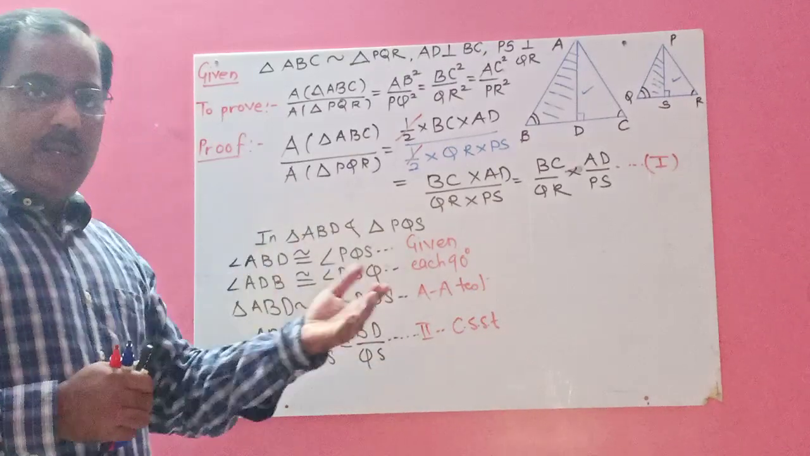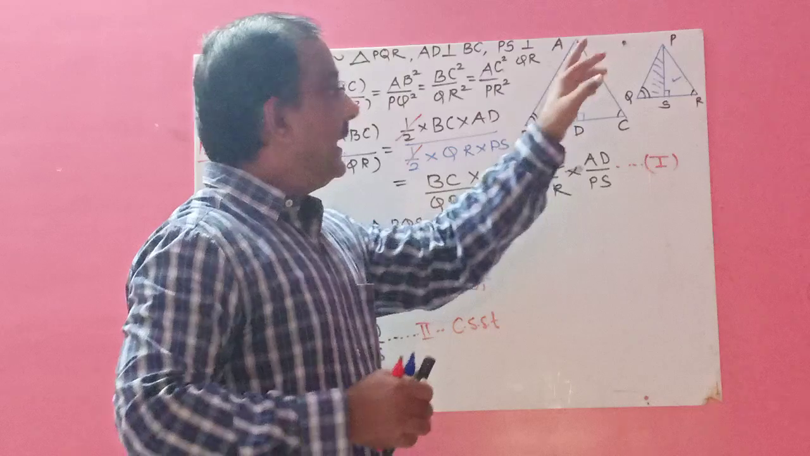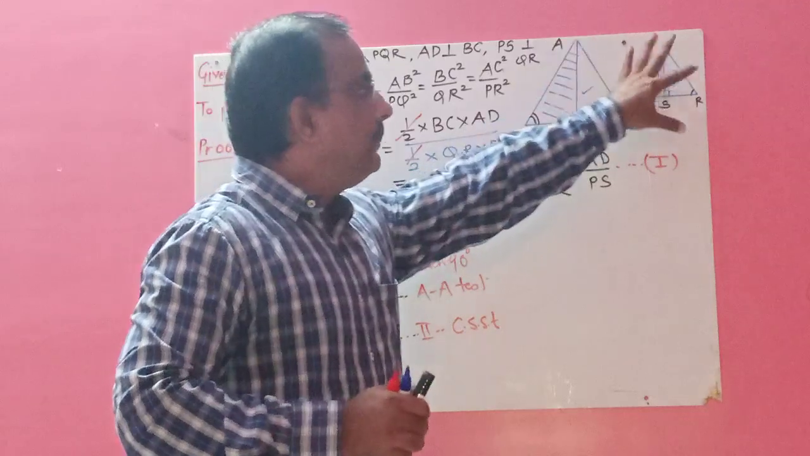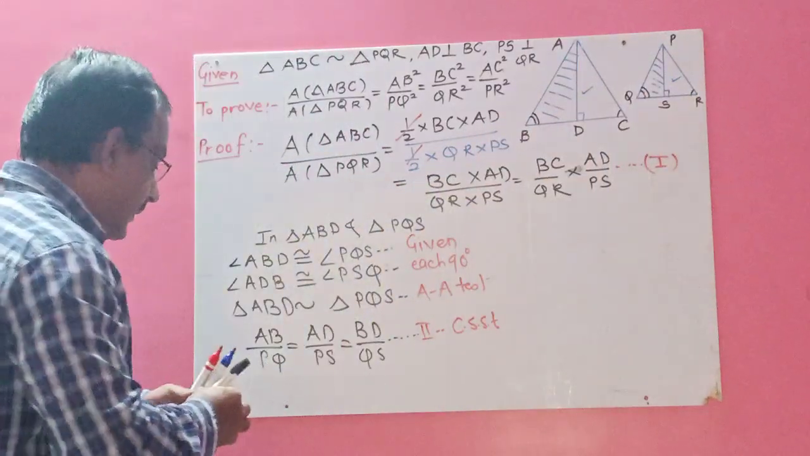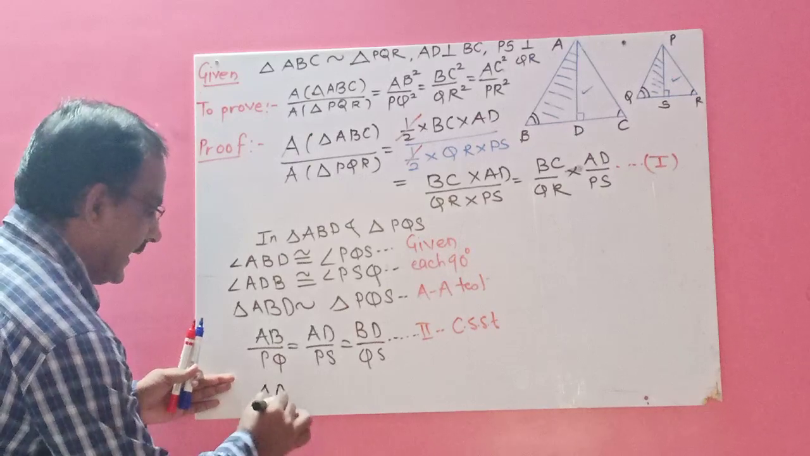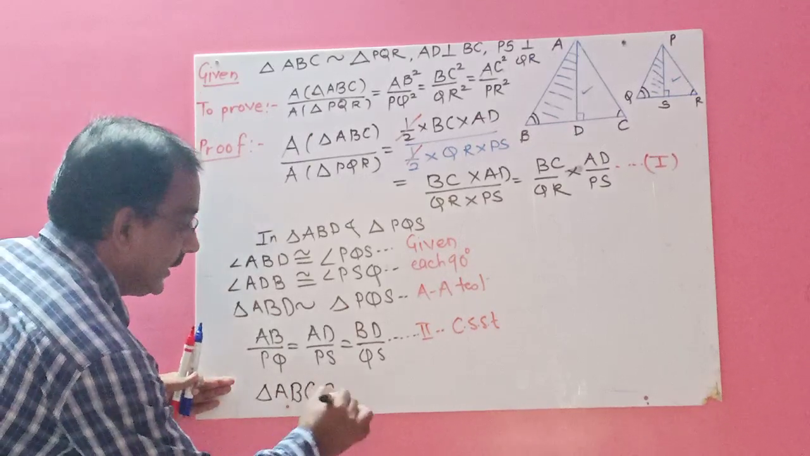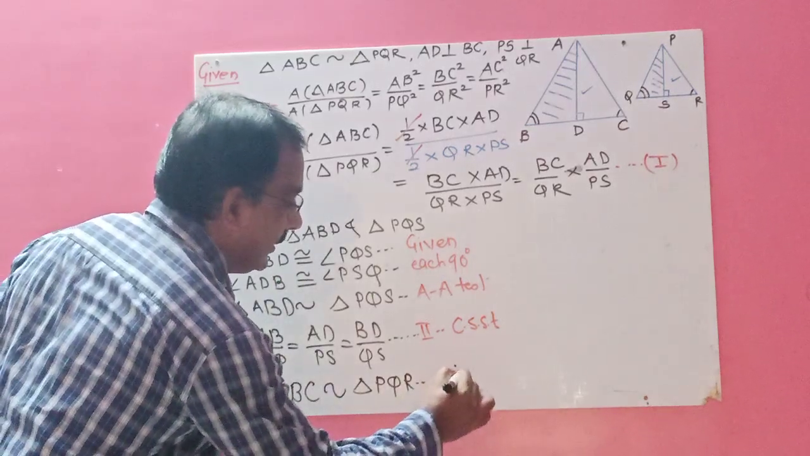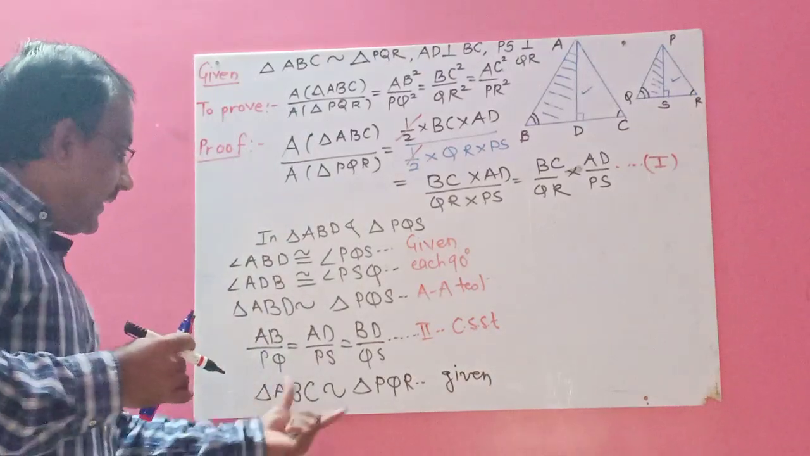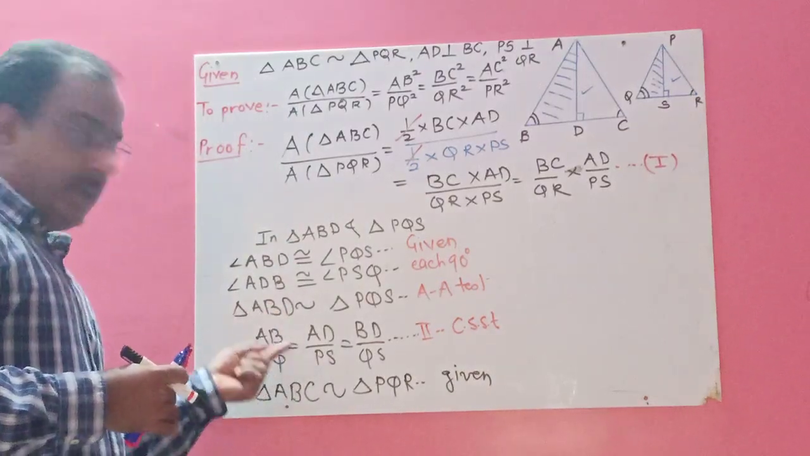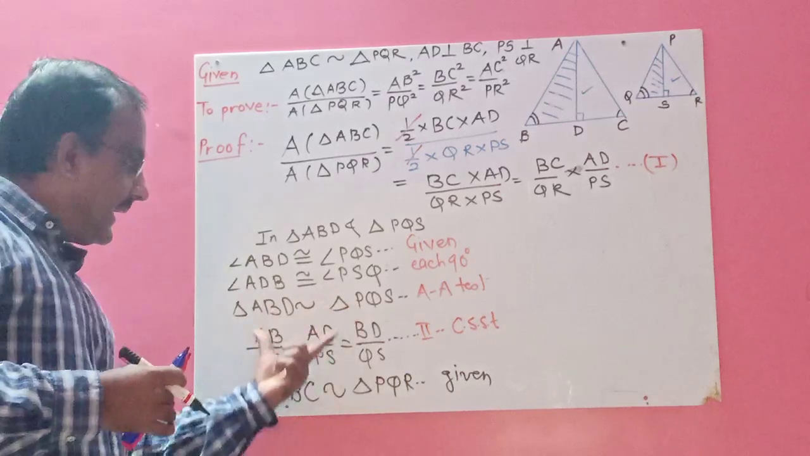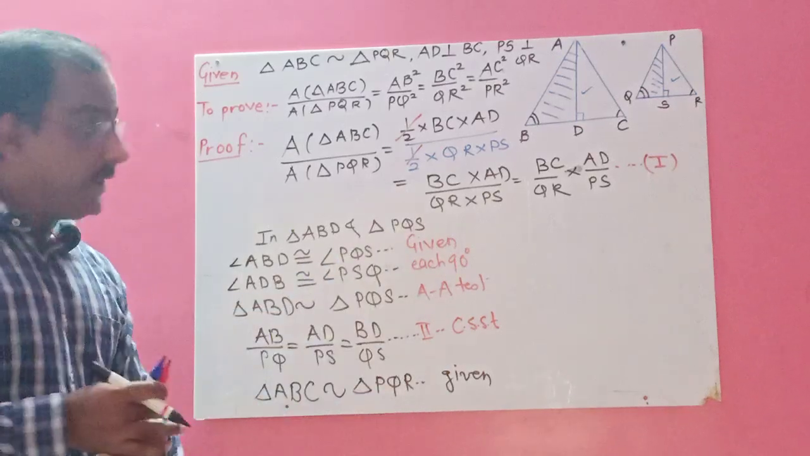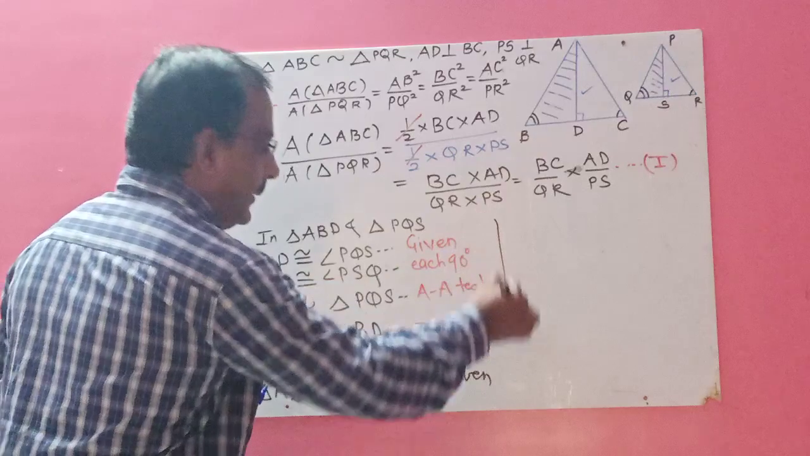Now, once again you take your two main triangles, that is ABC and PQR. Because it is already given that ABC and PQR are similar. So right here triangle ABC is similar to triangle PQR. This is already given. So what about their corresponding sides? Like here when two triangles are similar, I have written their sides in proportion. Similarly, these two triangles are similar, so their corresponding sides are also in proportion.